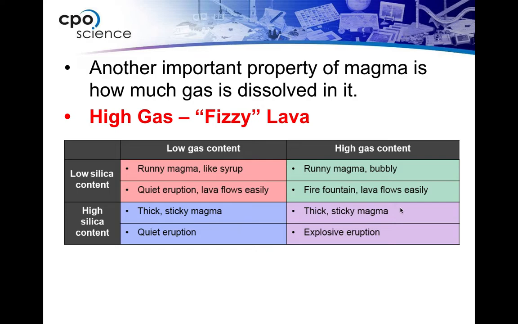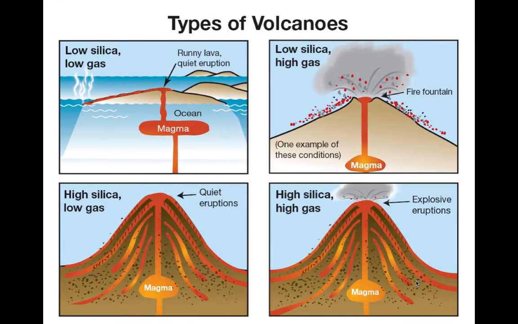Finally, if you're looking for the exciting ones that you see in the movies, the top's going to blow off the volcano. You're going to have pyroclastic material everywhere. That's going to be the last one in purple there. High gas, high silica content. You have thick, sticky magma. You're going to definitely get an explosive eruption from that.